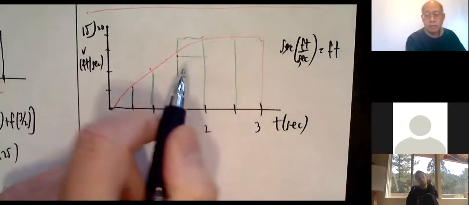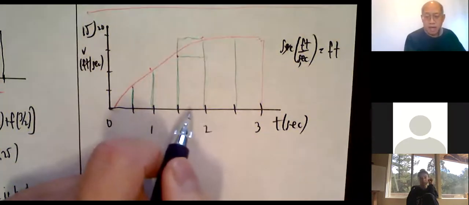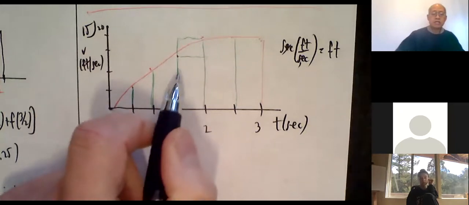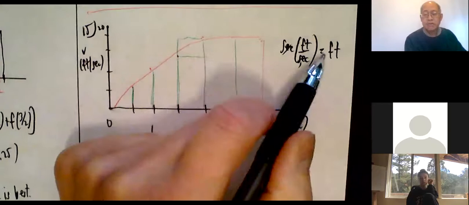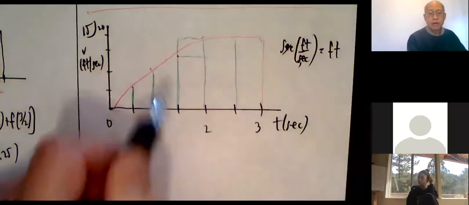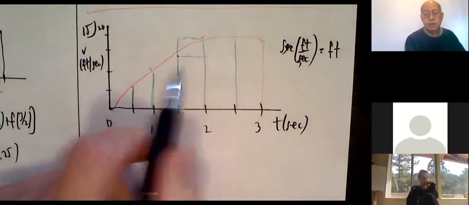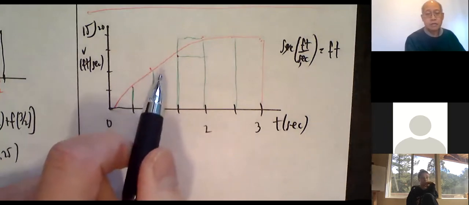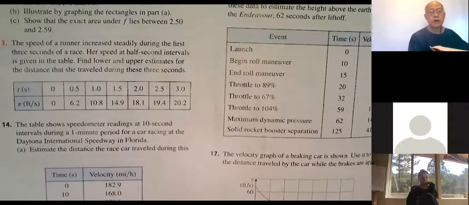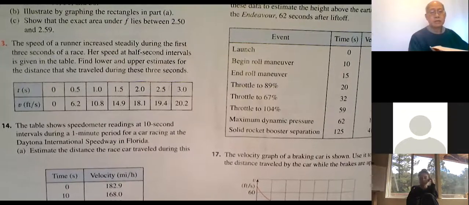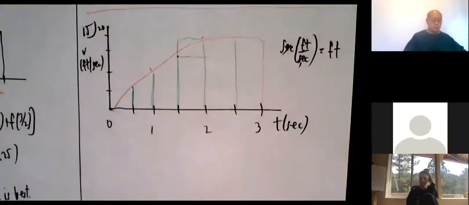Base times height, right? Which is the whole idea behind the rectangle. Base is in seconds, velocity is feet per second. So if I go base times height, seconds times feet per second is feet. So we can use that as an estimate for how far she's run. You can come up with an overestimate and an underestimate, to find lower and upper estimates. Well, we've played that game before.